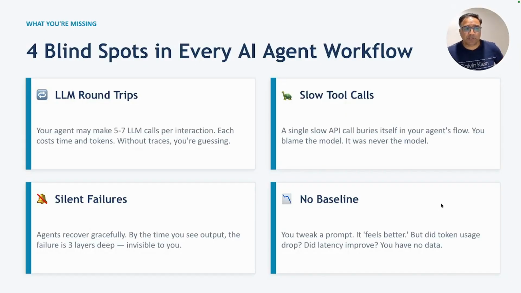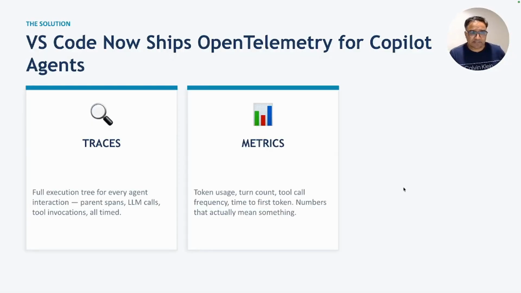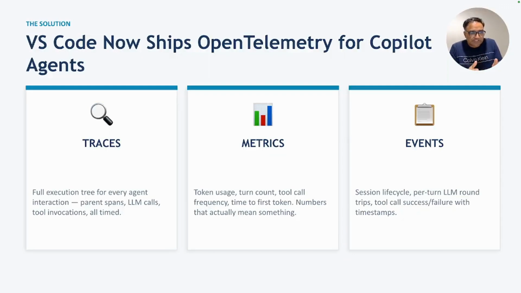But with the latest release of Visual Studio Code, OpenTelemetry standards come with traces, metrics, and events. Traces means the full execution tree of every interaction the agent has made, how it started, the LLM calls, tool invocations. Metrics give us the counts or the numbers, for example, the important one is our token usage, token count. And events are the complete life cycle of a session, how many LLM calls and tool calls it made, how many passed, how many failed.